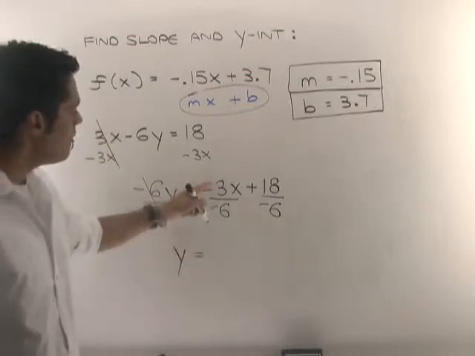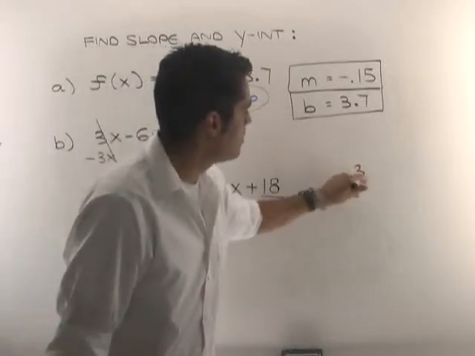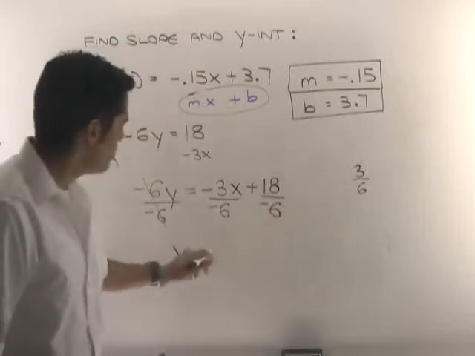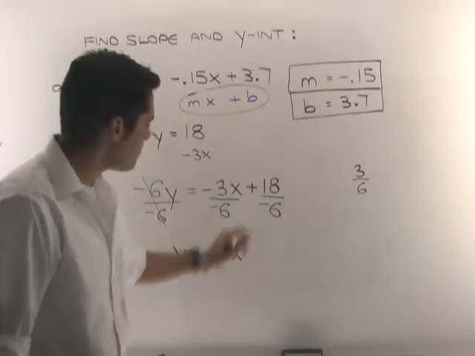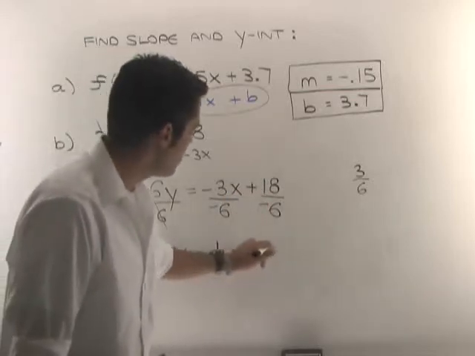Over here we have negative 3 over negative 6. That's going to be positive 3/6 because a negative over negative is positive. And also we can reduce this fraction to 1/2. So we have 1/2 x, and then here 18 divided by negative 6 is negative 3.